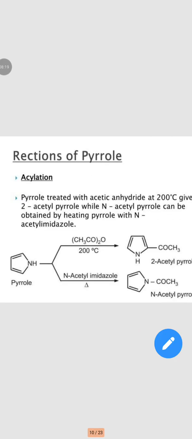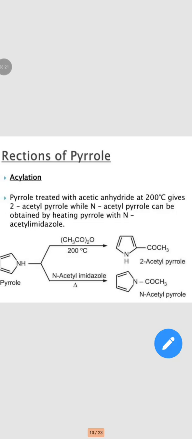Okay, then next, reactions of pyrrole. So five methods of preparation have been studied for pyrrole. Then the reactions of pyrrole. First of all, acylation. Pyrrole is treated with acetic anhydride at 200 degrees Celsius to give 2-acetyl pyrrole, while N-acetyl pyrrole can be obtained by heating pyrrole with N-acetyl imidazole.